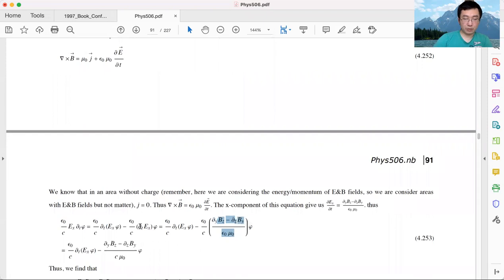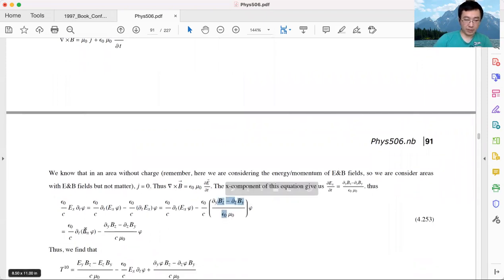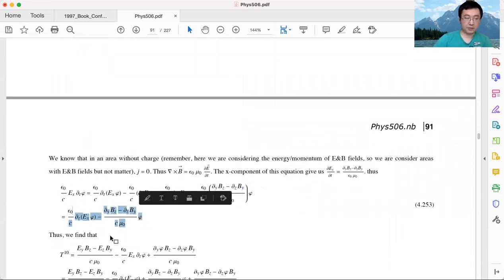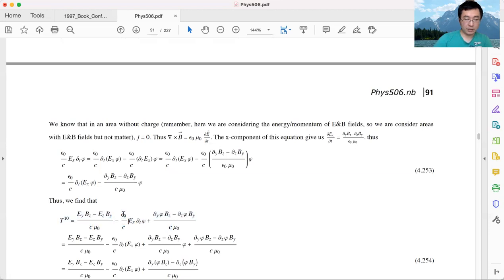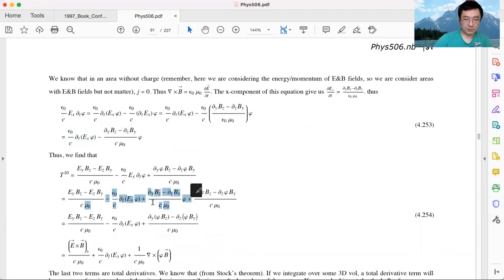After I replace this time derivative of E with curl of B, this formula can be massaged a little bit. It becomes this. And this is my T10. I showed that this term is actually this. That's what I showed here. If I replace this second term with this, then it becomes this. I have one time derivative and another term, which is this, and I still have my last term here.